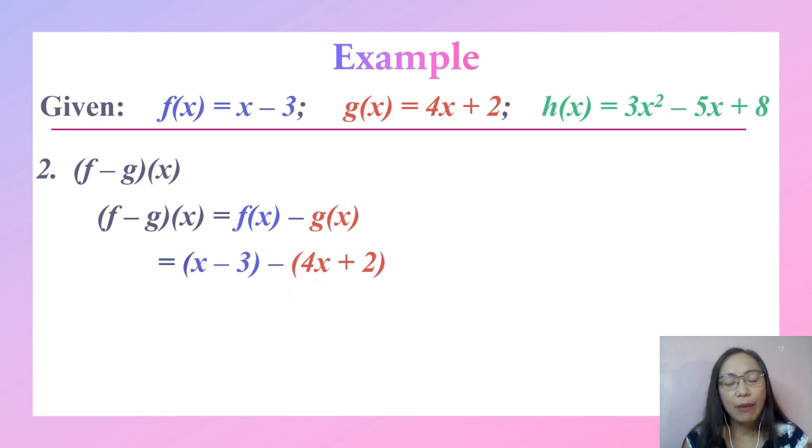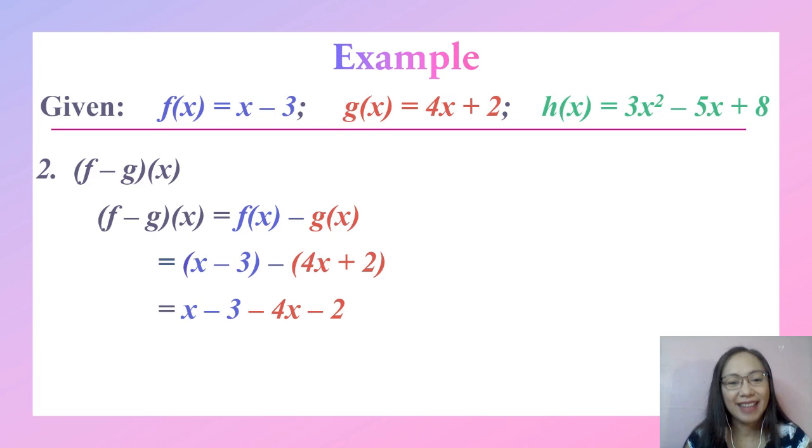Now, I want you to take note of subtraction. For subtraction, this is not the same as addition because for subtraction, the rule is change the sign of the subtrahend. The second term is the subtrahend. So we will change this sign: positive 4x becomes negative 4x, and positive 2 here becomes negative 2. Therefore we have x minus 3, we brought it down, and then negative 4x, and negative 2.